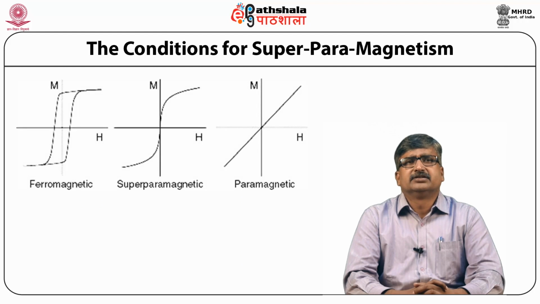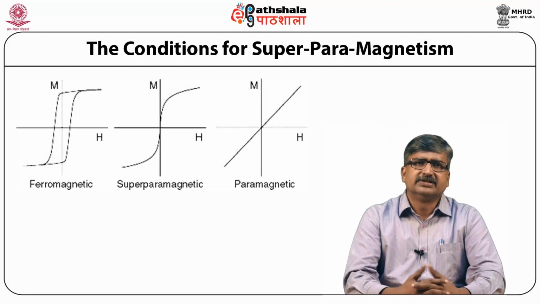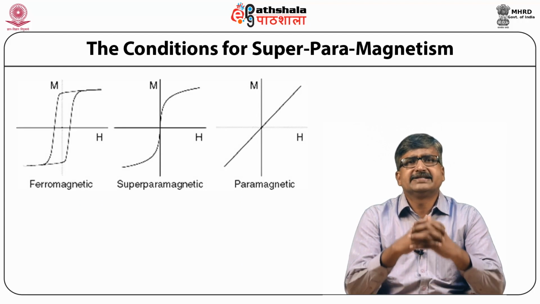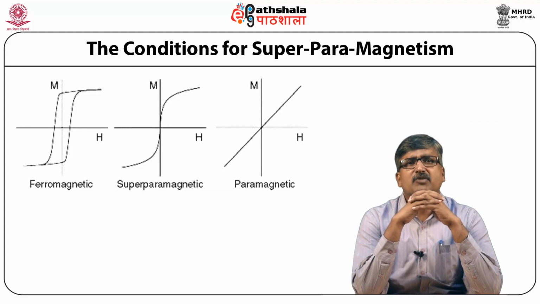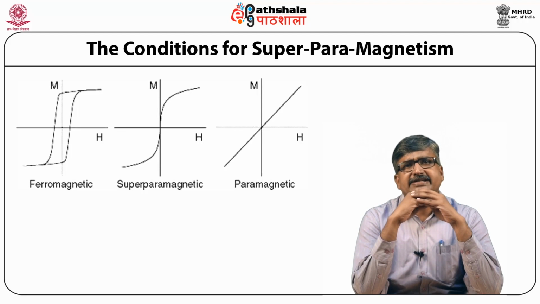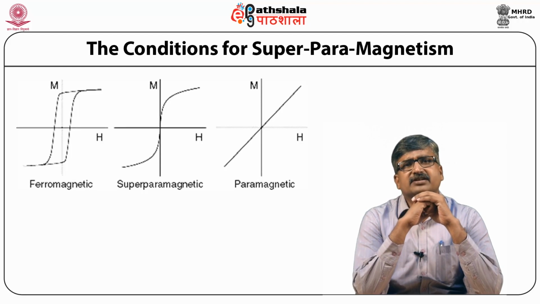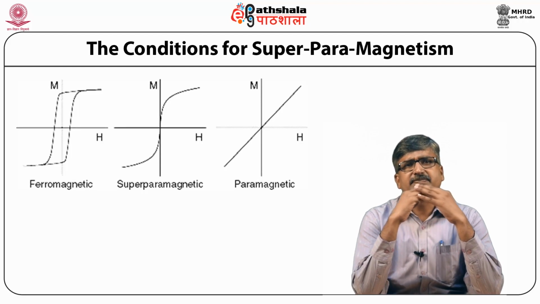Let us discuss the condition for superparamagnetism. Superparamagnetism is a form of magnetism which appears in small ferromagnetic or ferrimagnetic nanoparticles. In sufficiently small nanoparticles, the magnetization can randomly flip directions under the influence of temperature. The typical time between two flips is called the Néel relaxation time.